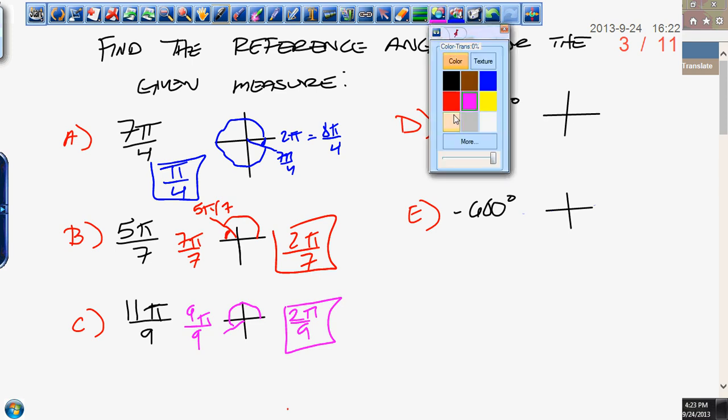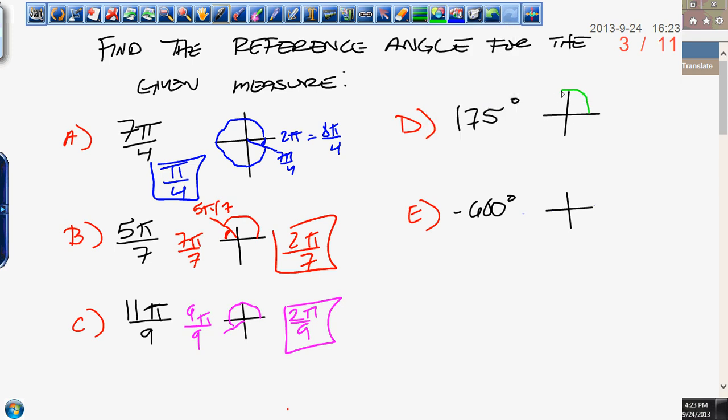Letter D, we have 175 degrees. 175 is almost to the x-axis. That means that that would be 5 degrees.